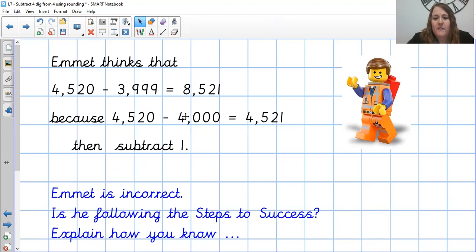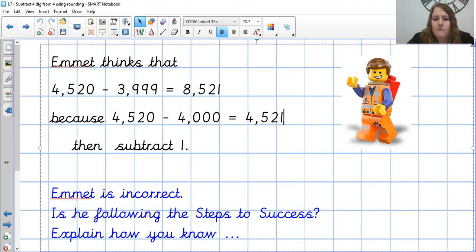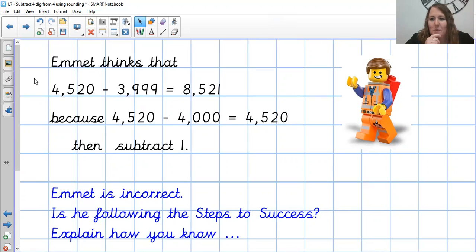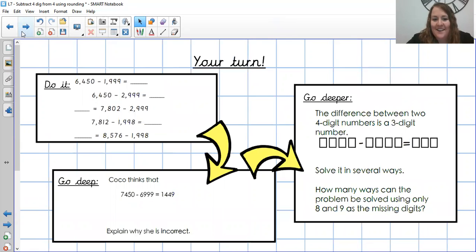But 4,550, he's taken away 4,000. And that would have given him his 4,520 because he'd taken away his 4,000. I think Miss Fowler made an error with this one as well, but hopefully you'll see that the problem I was trying to show is that he has successfully rounded, but he hasn't, or I didn't get those numbers correct. So I'm just going to skip that one for now. You'll have a go when you come down to your cocoa problem in a minute.